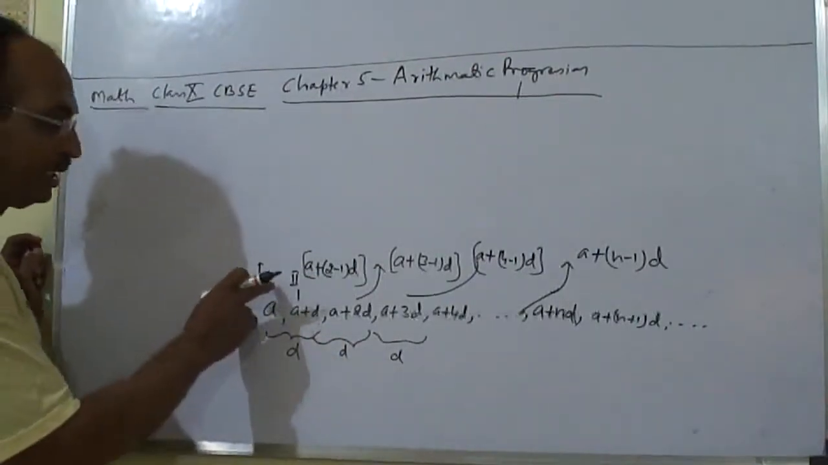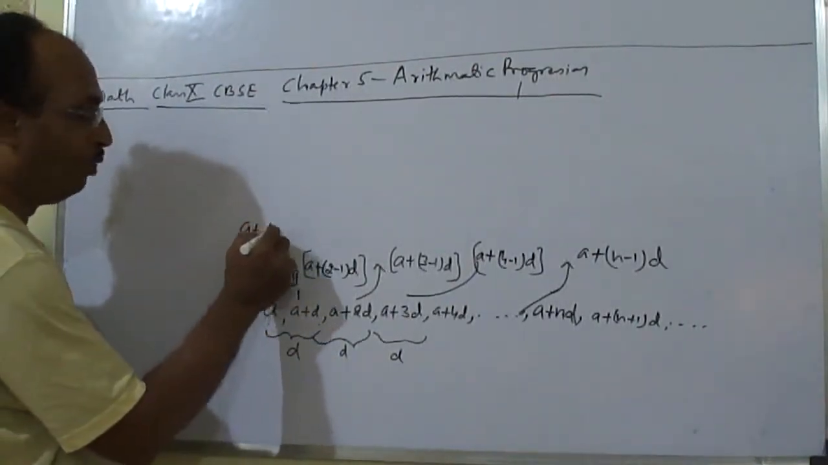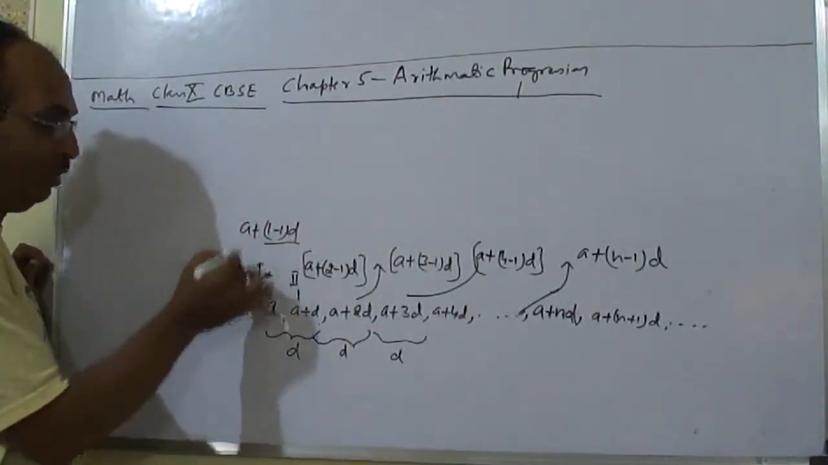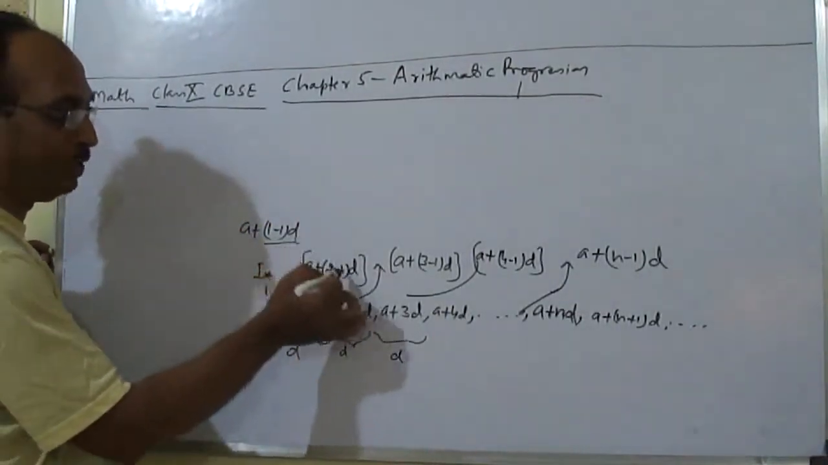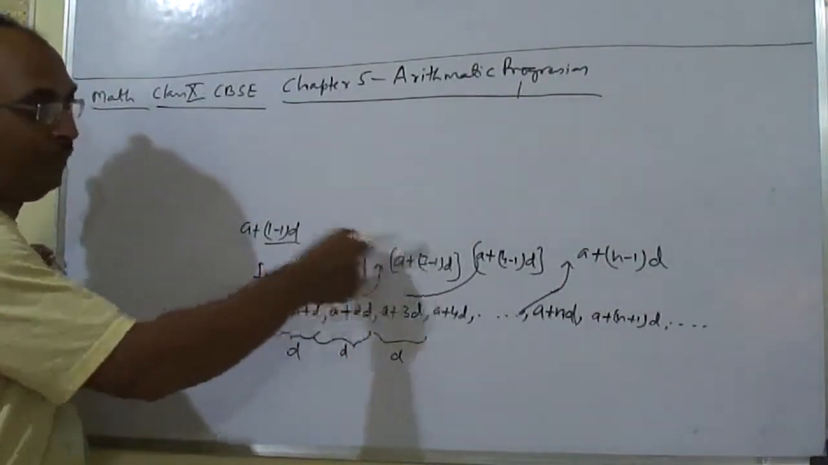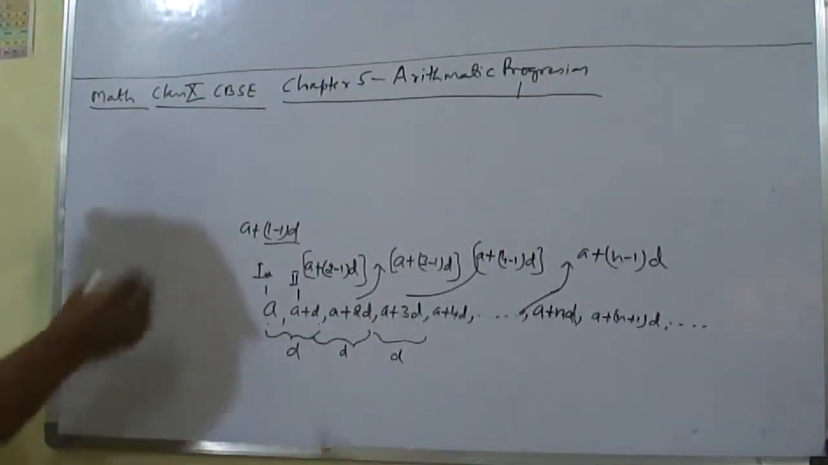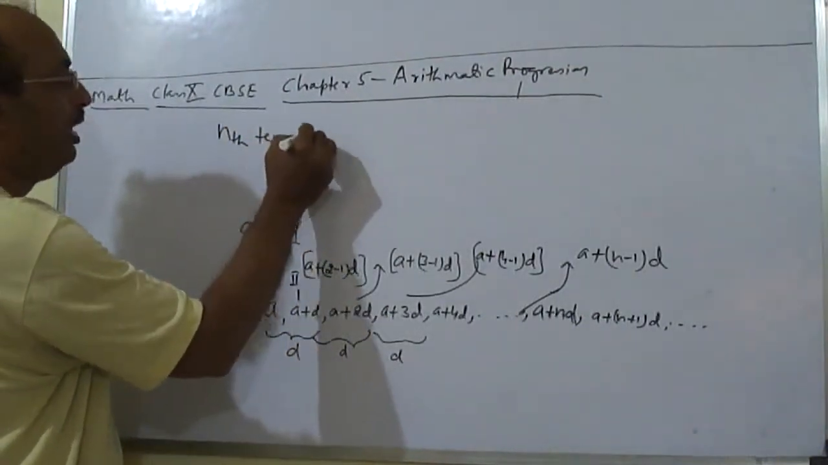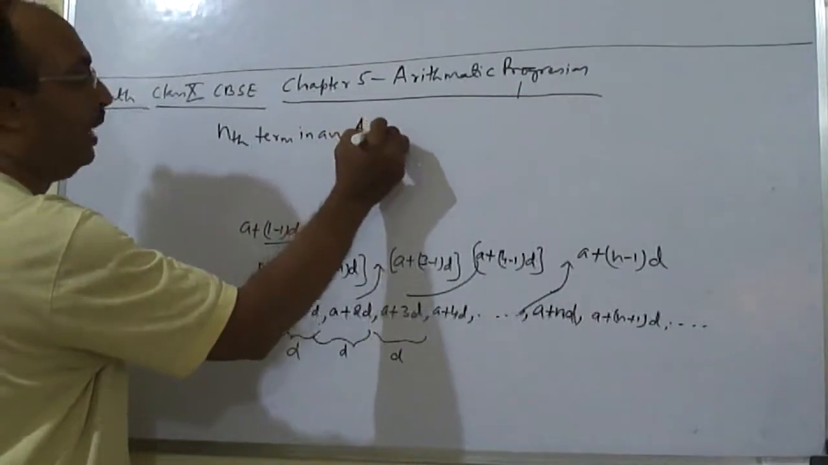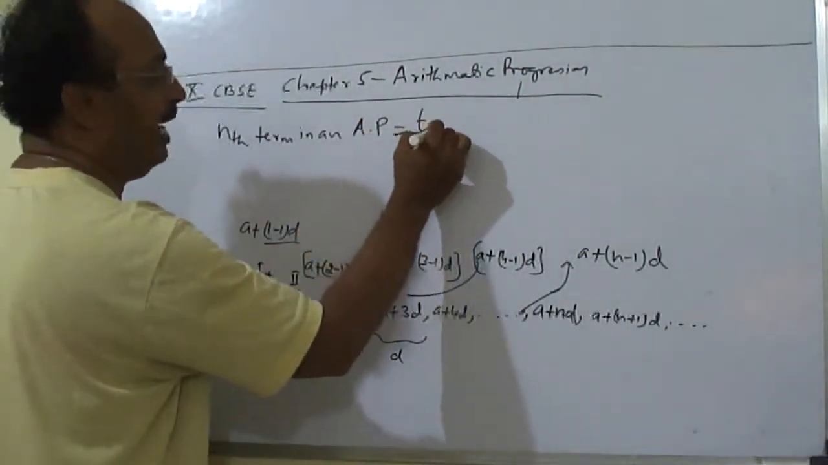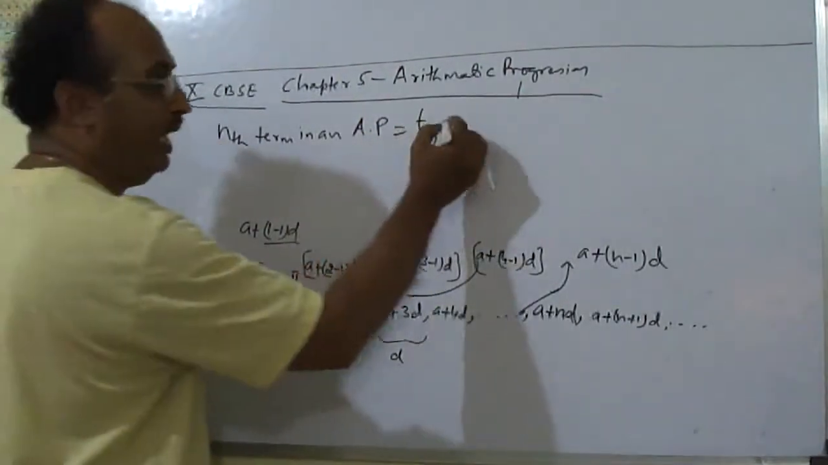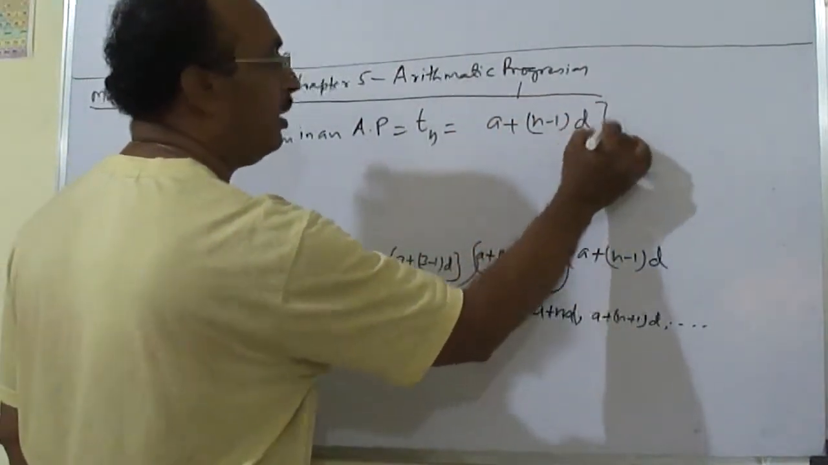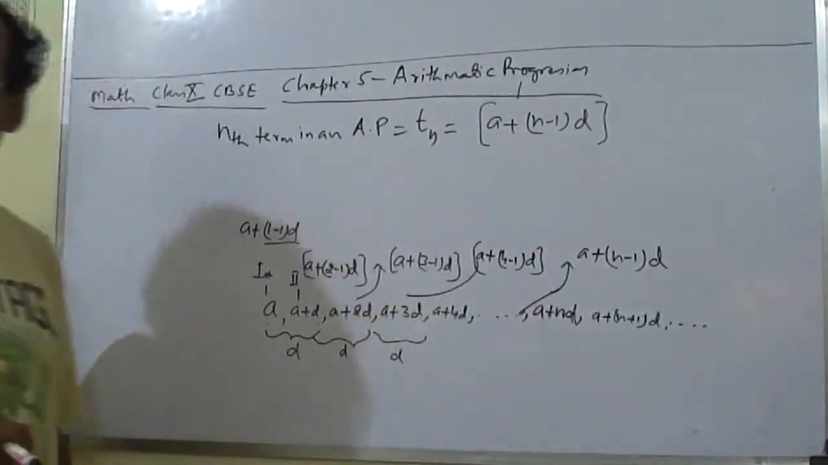So the first term you can write as A plus 1 minus 1 D, which becomes 0, so only A is there. Then the second term is A plus 2 minus 1 D, the third term is A plus 3 minus 1 D. So we can say that the nth term in an AP, which is Tn, can be written as A plus n minus 1 D. Understood or not?